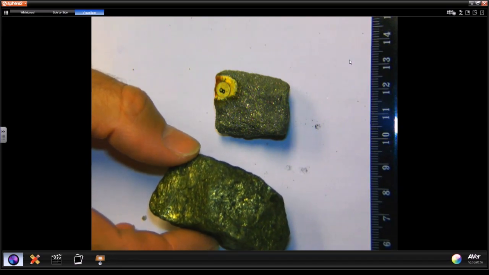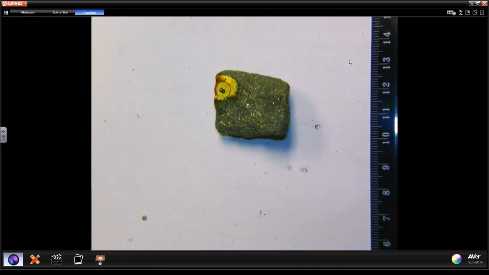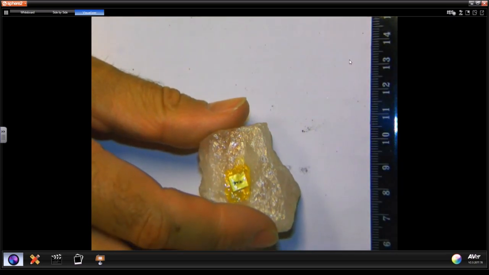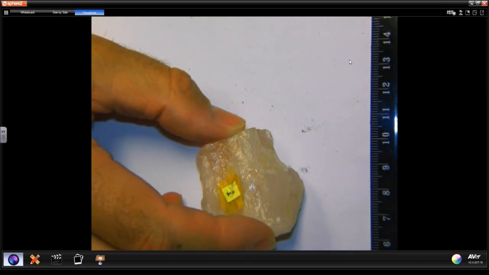Okay? Let's compare this to something that is non-metallic, okay, and clearly glassy, right? A light color, pink in this case. This is a glassy type mineral.